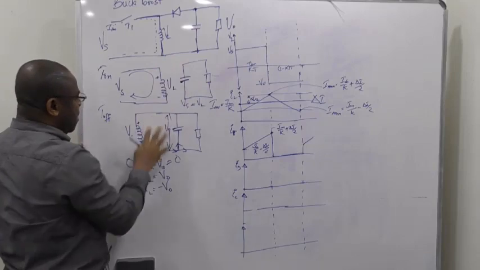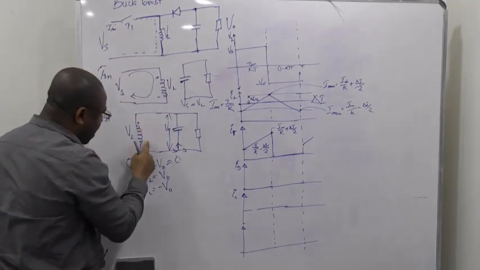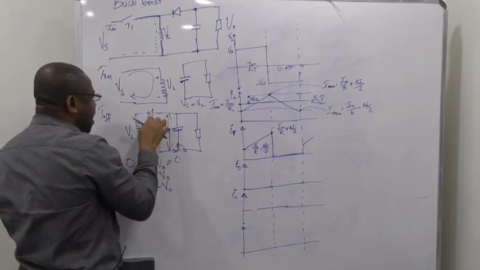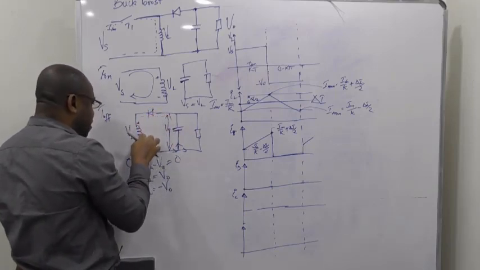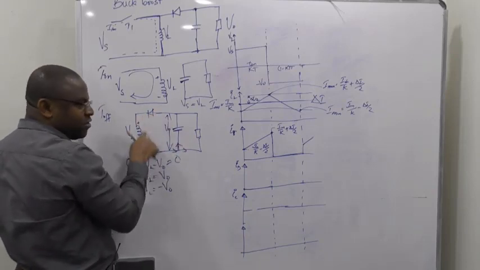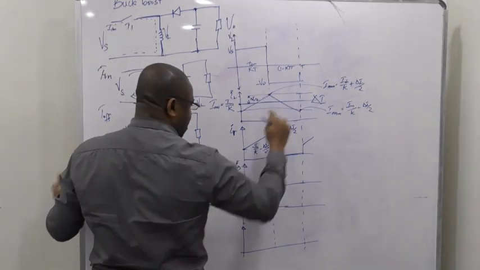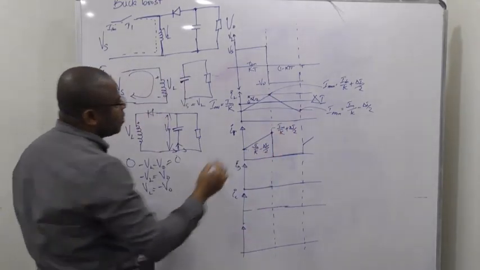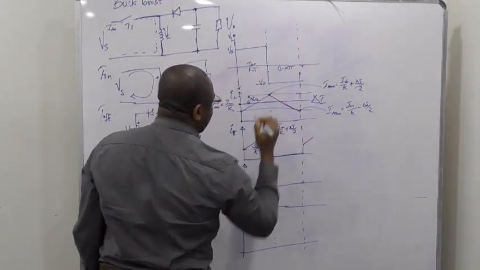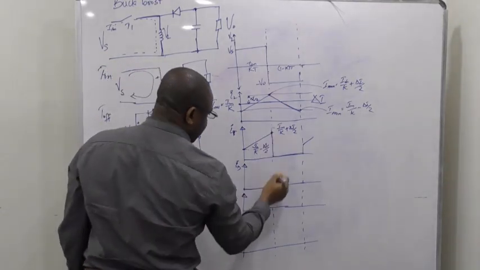At time of off, immediately you switch this off, current flows like that. So in other words, the same current that is flowing through the inductor is what flows through the diode. You can see here, this is what is flowing through the inductor at time of off.